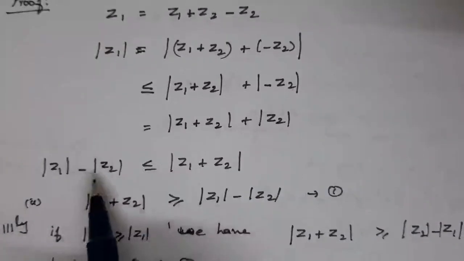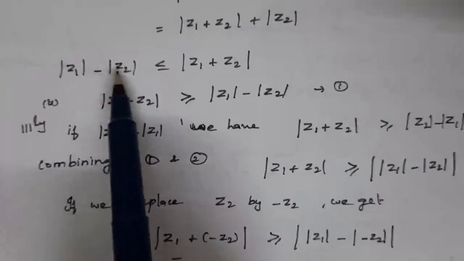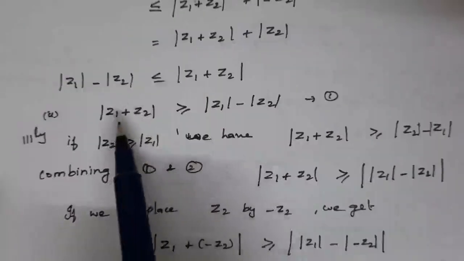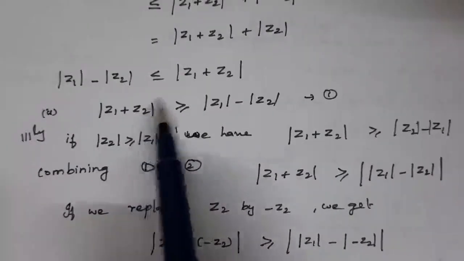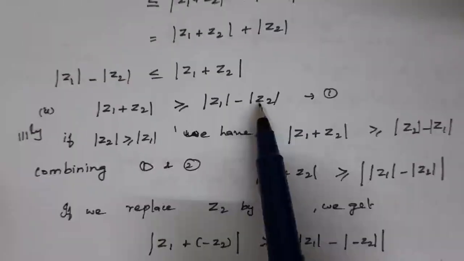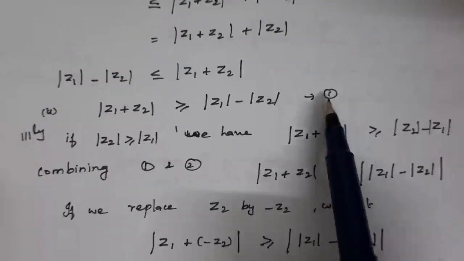Now moving this term to the opposite side, modulus of z1 minus modulus of z2 is less than or equal to modulus of z1 plus z2. That means modulus of z1 plus z2 is greater than or equal to mod z1 minus mod z2. Let it be equation number 1.